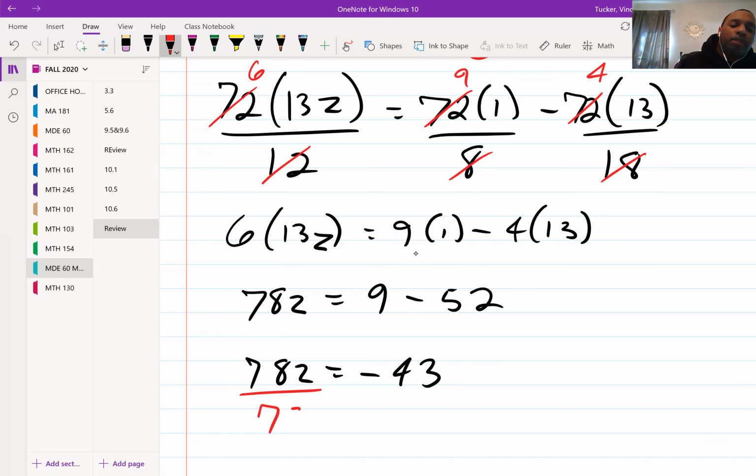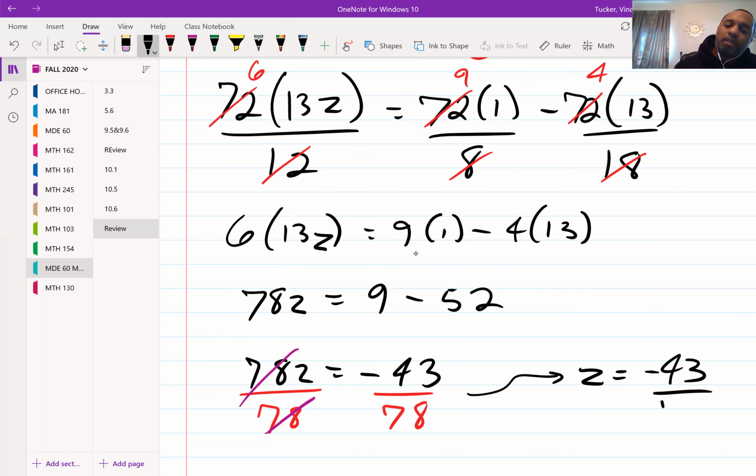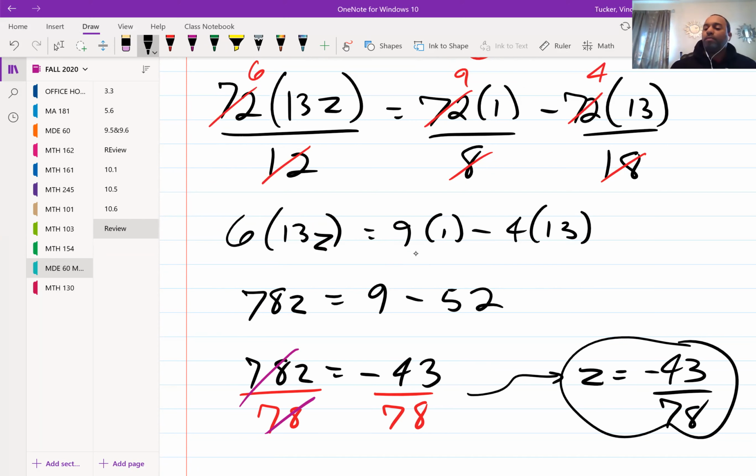And now to finish the solving, divide by 78. And z is equal to negative 43 over 78. So that's the actual answer. I know it looked funky, but yeah. That's one I'm going to have to work on.